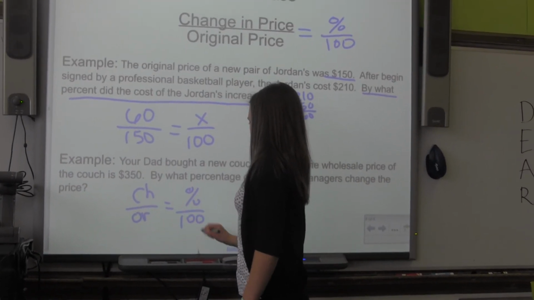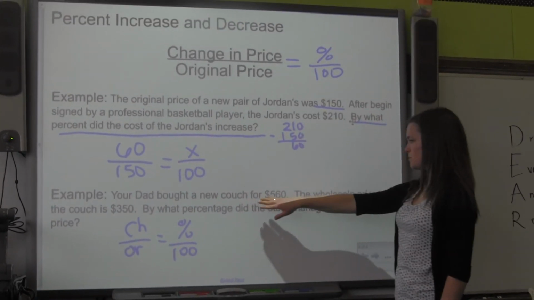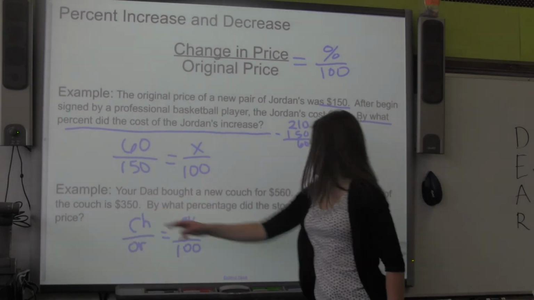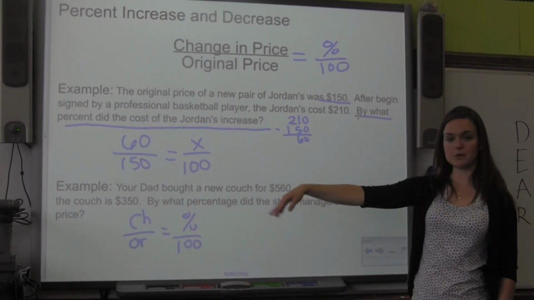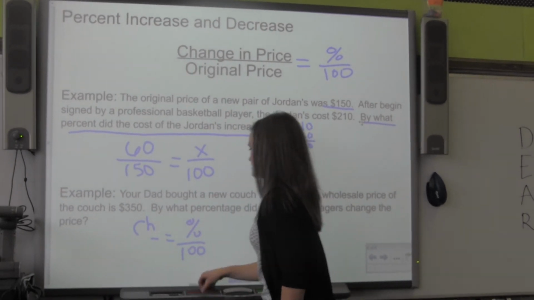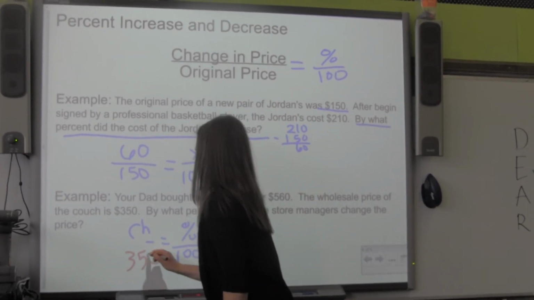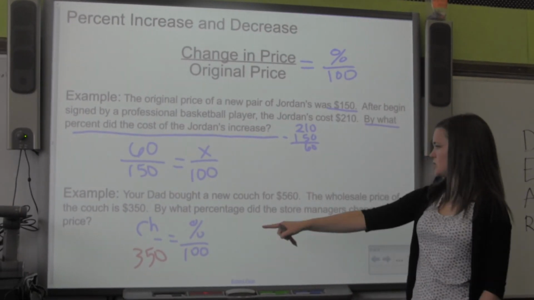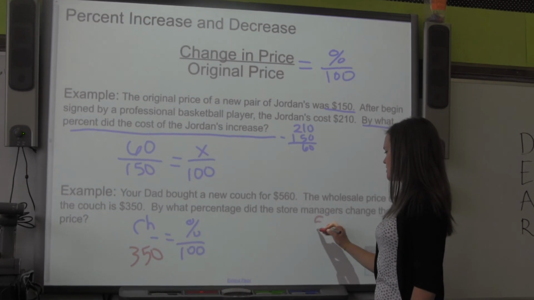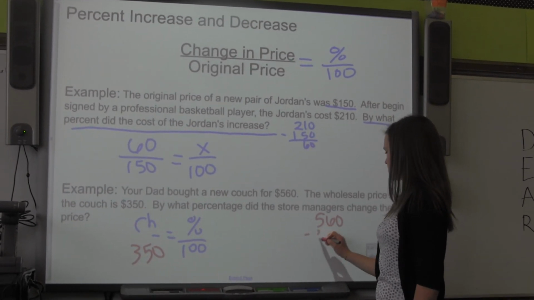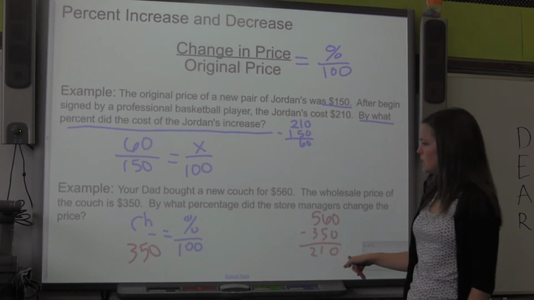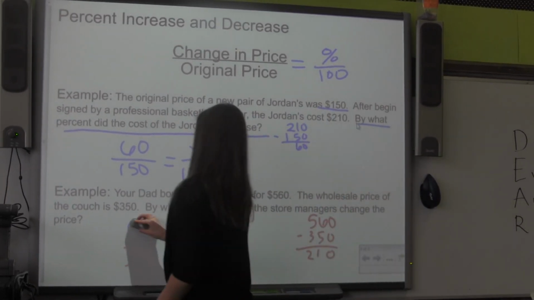So the original price of this couch was $350. That's how much the wholesale price was. That's how much the store bought it for. So I'm going to put 350 as my original price. Then it's asking, I need to know the change in price. So it went from 350 to 560. I can find the change in price by subtracting. So $210 was the change in that price.